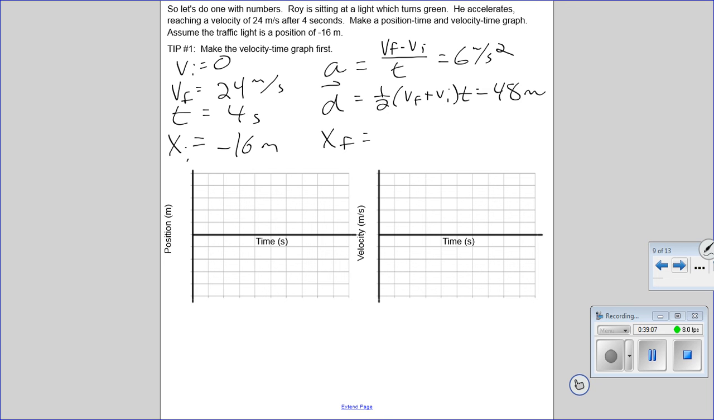Cool. And then to find your final position, there's only one equation that has position in it. So what are you looking at up there, you guys? To find the final position, there's only one equation up there. Nope, that's final velocity. We want final position. There's only one equation that has XF and XI in it.